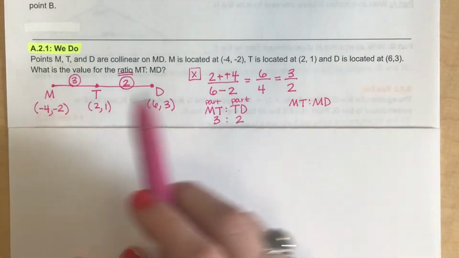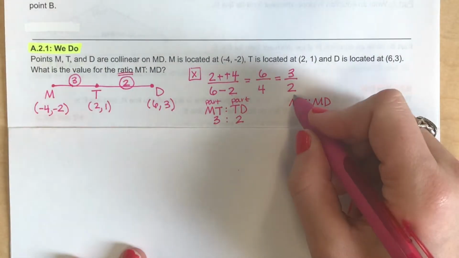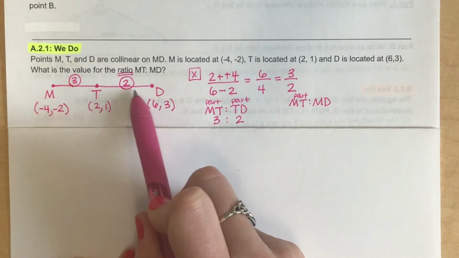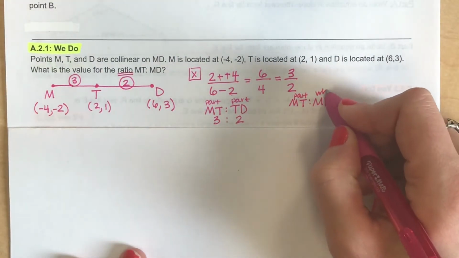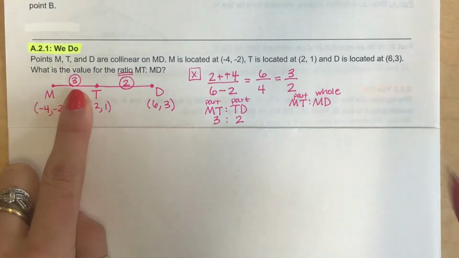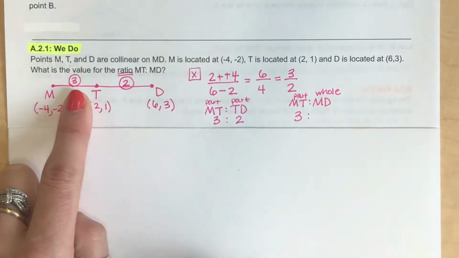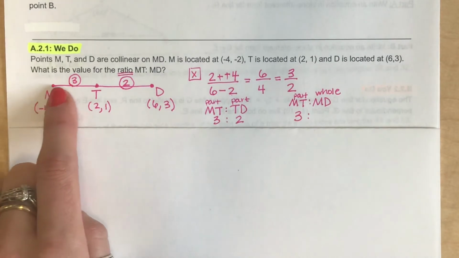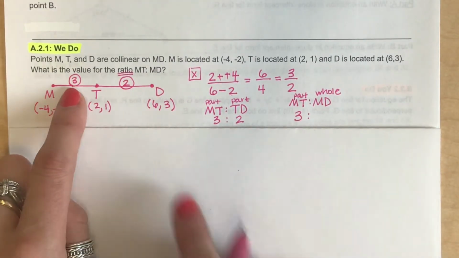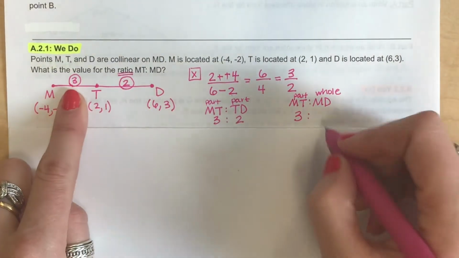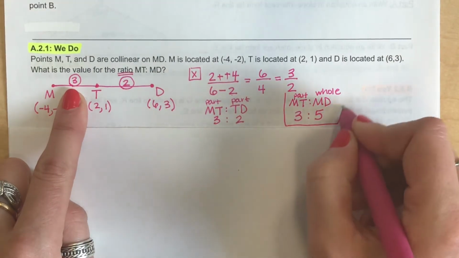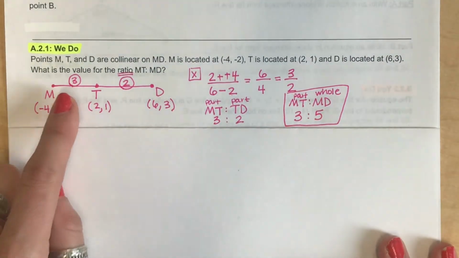So this was a part to part. This one is MT, that is a part, and MD is the whole thing. So it's a part to whole ratio. So if I look at my picture, MT is still a 3, but my MD ratio is this whole thing. So if I'm looking at the whole thing, I have 3 parts plus 2 parts. That is 5 parts total. So the answer that I'm looking for there is 3 to 5.